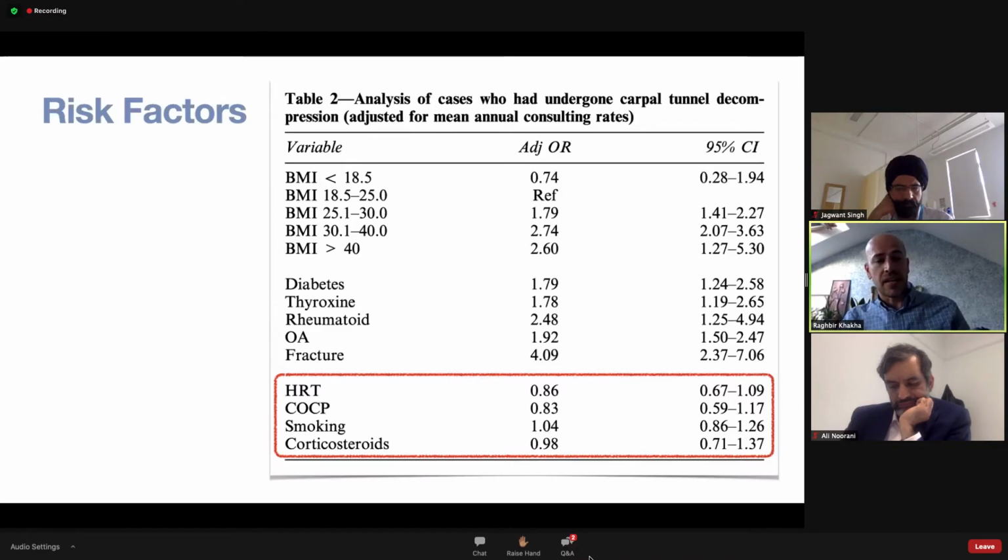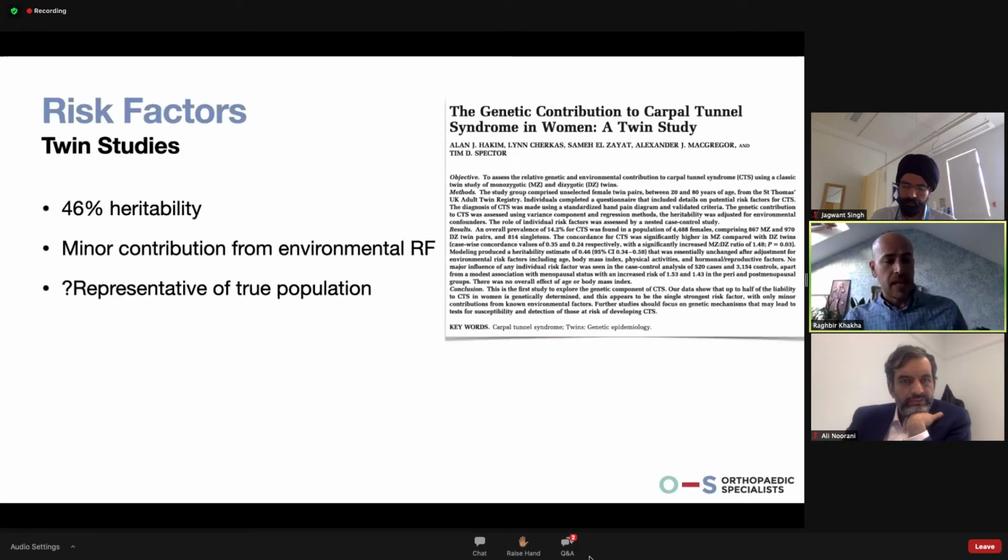This is again from the same study, and actually found that some factors that we presumed would be associated with carpal tunnel isn't particularly found to be of relevance, such as smoking, for example. Again, studies on the genetics or the heritability of carpal tunnel syndrome have shown that there is an element of heritability at around 46%, looking at monozygotic and dizygotic twins.